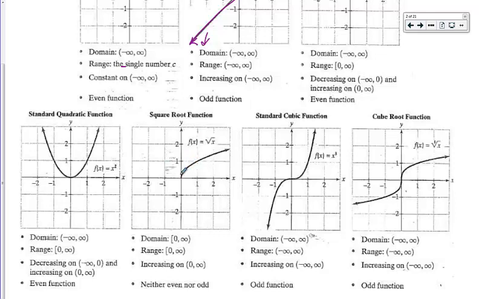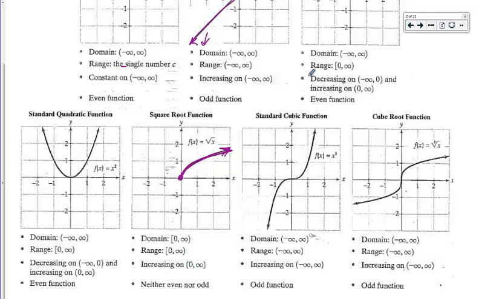Square root function looks like this. On this, we have a domain starting at 0 and it's going towards the positive numbers, so it's going to infinity. Range is the same, starts at 0 and it's moving up above, so it's going to the positive numbers for y. It's increasing from 0 to infinity, and it's neither even nor odd because there's no symmetry for this function.